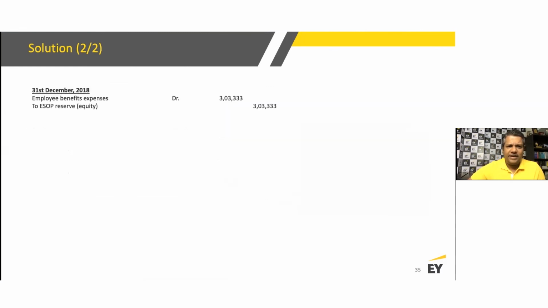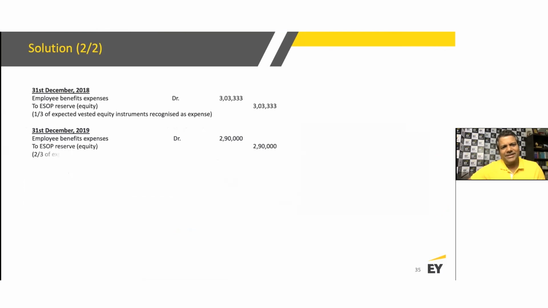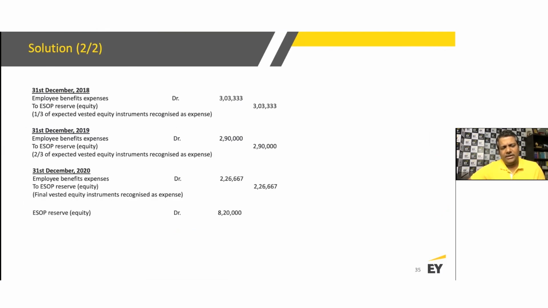Look at the journal entries: employee benefit expense debit to ESOP reserve. Then on 31st December, employee benefit expense debit, same entries with the incremental amount, and similarly incremental ESOP reserve. Finally, the ESOP reserve of 8,20,000 is transferred to share capital on exercise. You will do this assuming it has been exercised. Okay. All right.